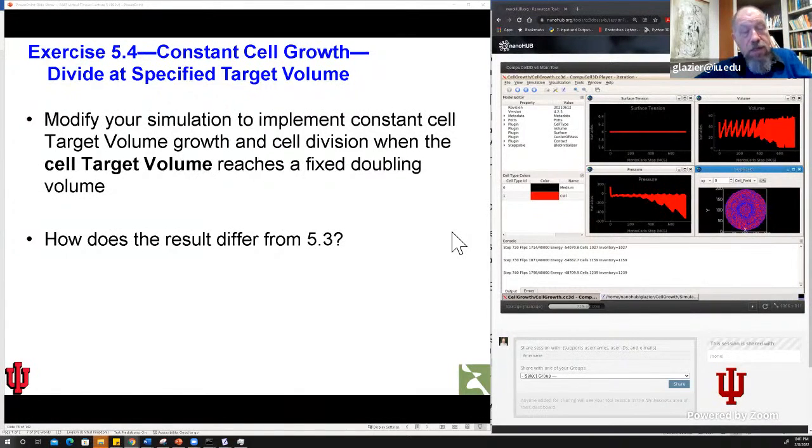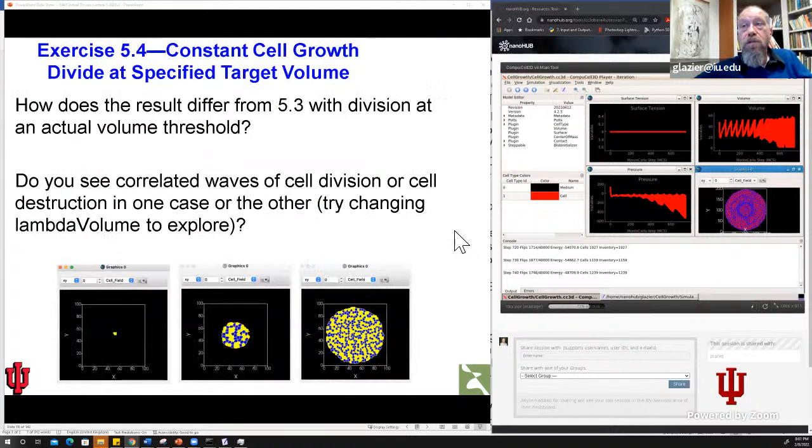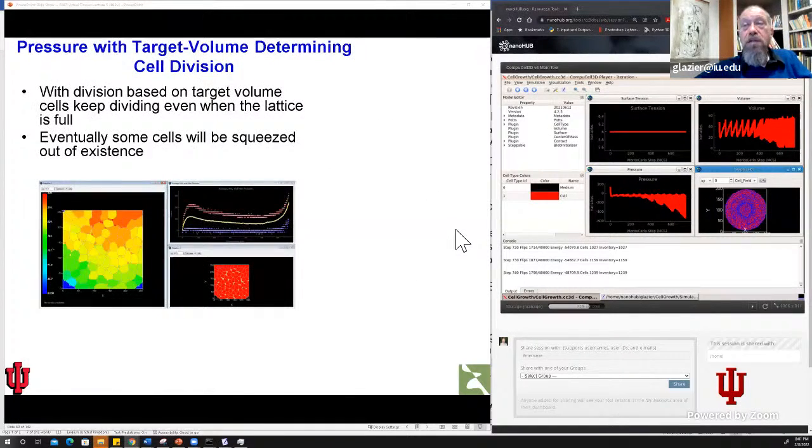The slide deck is available online, so if you want to walk through some of these questions and see how things differ, I hope you'll find it interesting. This is showing the exponential growth of pressure at the end when you have the fixed doubling, where you divide by target volume rather than actual volume.